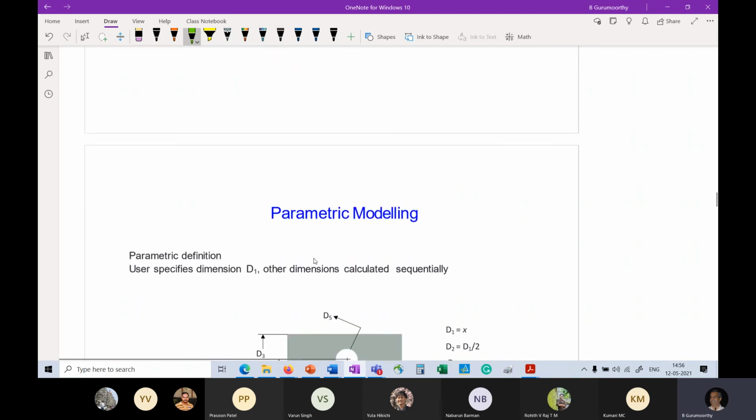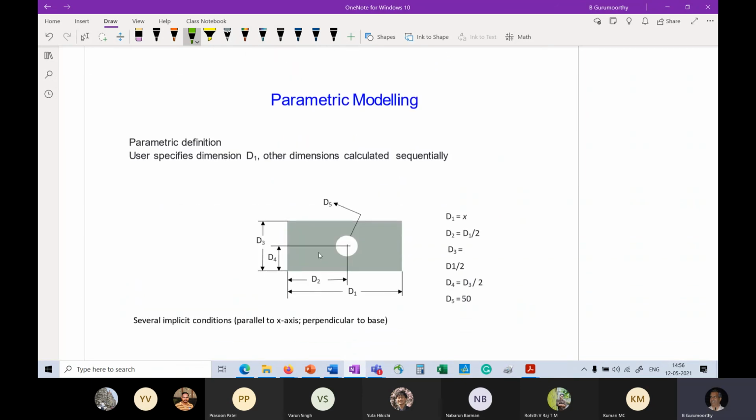Now, this is what this whole parametric definition will achieve. That the user will prescribe dimensions. I'm just showing the final result now, and I'll show you how the user can achieve this. So you can see the parameters here. D1 is a parameter. D2 is defined in terms of D1 to prescribe the location of the hole in the center. Likewise, D3 is prescribed as D1 by 2 to maintain the 2:1 aspect ratio. And D4 is D3 by D2 to again make sure that the hole is in the center. And D5 is 50 to ensure that it is a fixed hole size.